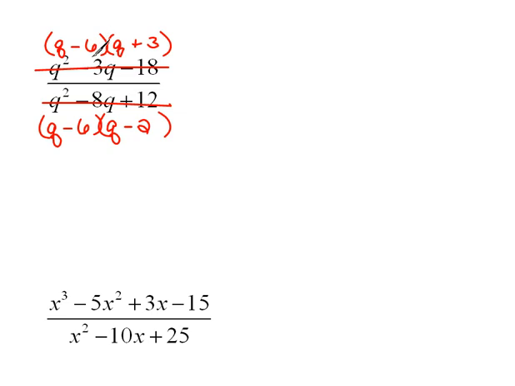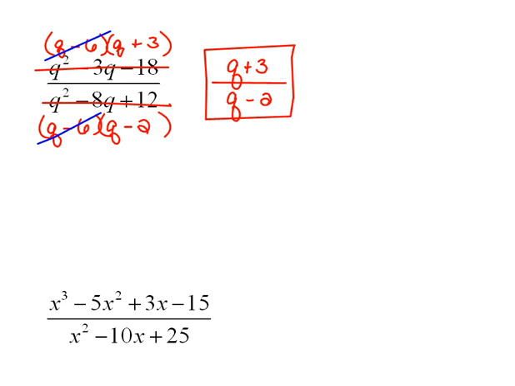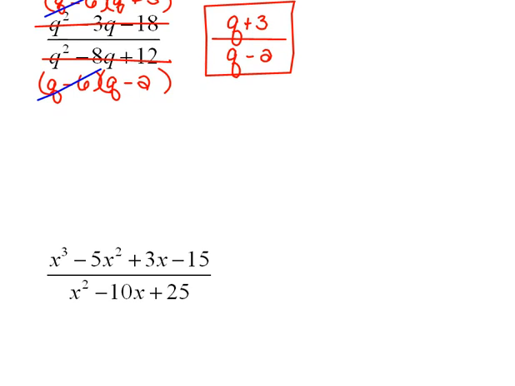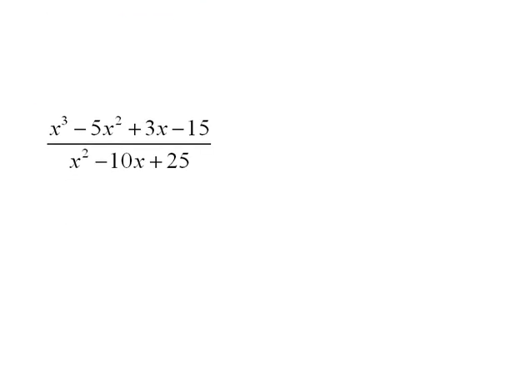But now I can look here and I can say, well, you know what, we have a common q minus 6 on the top and the bottom, and what we're left with is on top a q plus 3 and on bottom a q minus 2. So this would be the factorization, or I should say the simplification, of this rational expression. All right, let's look at another one.